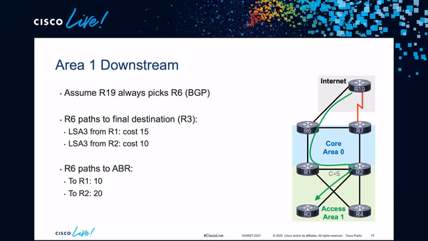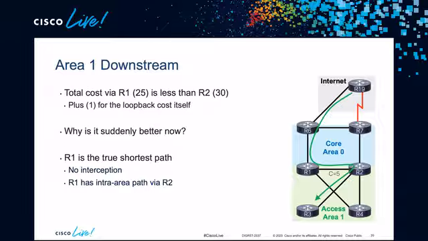This time, the R1 seed metric is 15, which is 5 plus 10, which is better than the 30 we had before. The seed cost from R2 remains 10 because there's a direct connection from R2 to R3. There's also a difference inside Area 0. R6 is directly connected to R1, so its path cost to that ABR is 10, but to get to R2, R6 has to go through R7, which has a cost of 20. In this case, when we perform the math, we see that R1 is slightly better than R2.